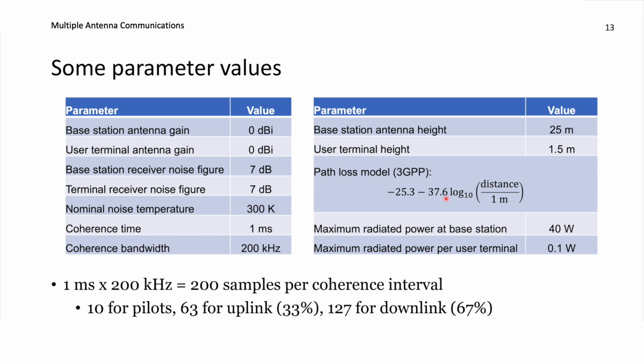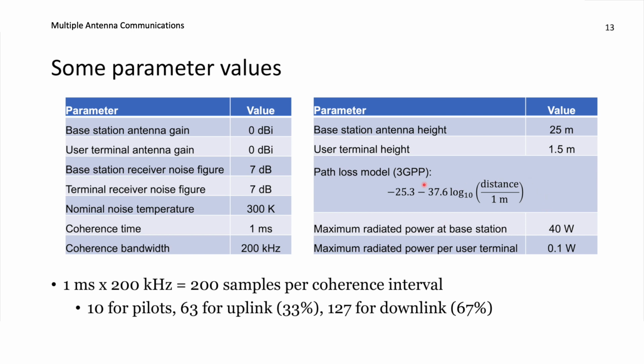So we are losing much more energy along the way when we are in an urban environment where we have non-line of sight propagation. And then at the 1 meter distance, we have this parameter here saying that in that case we have a path loss of minus 25.3 decibels. So this whole thing is computed in decibel scale.